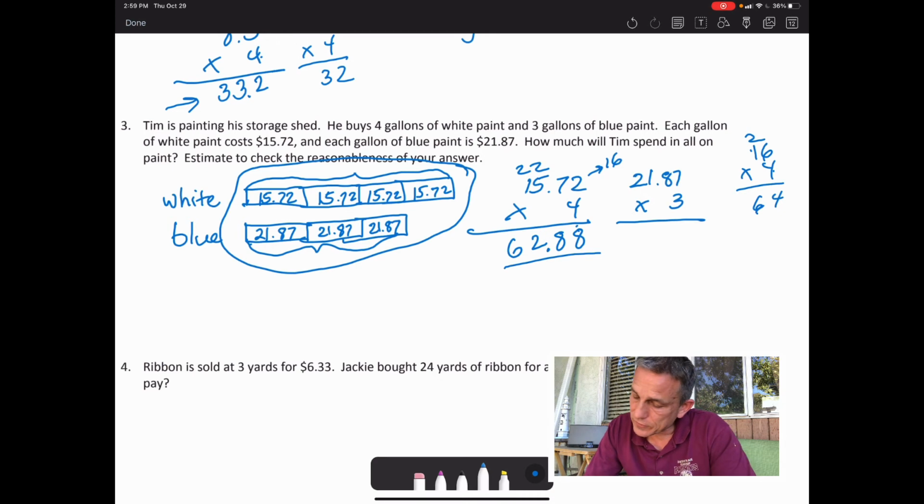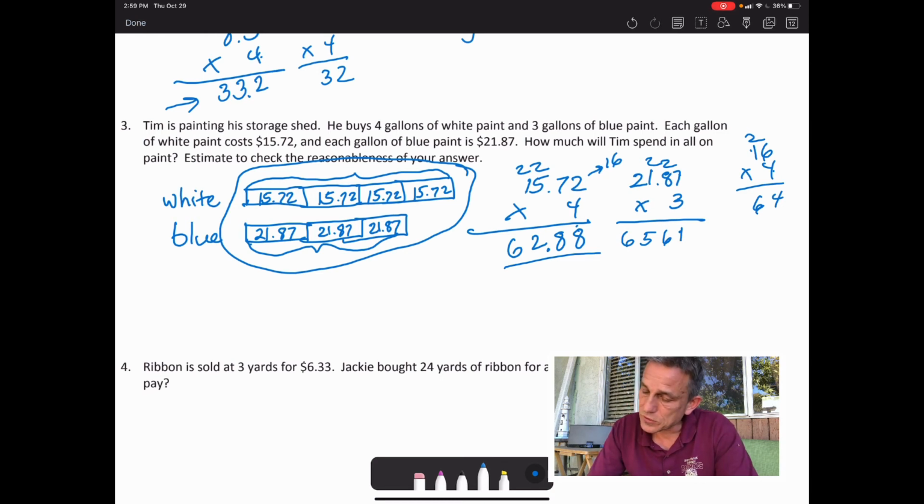All right, so let's do the next one. We got 3 times 7, that's 21, carry the 2. 3 times 8 is 24, plus 2 is 26, carry the 2. 3 times 1 is 3, plus 2 is 5, and 3 times 2 is 6.